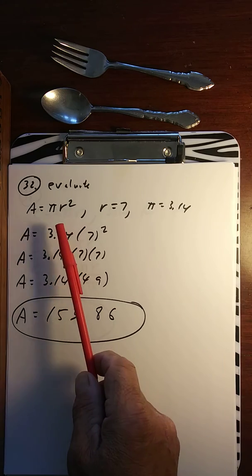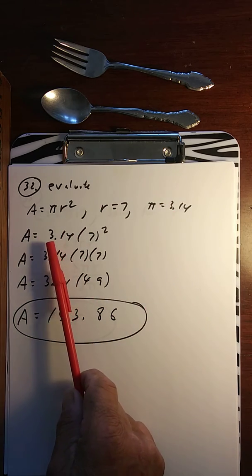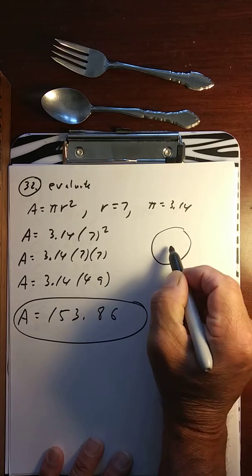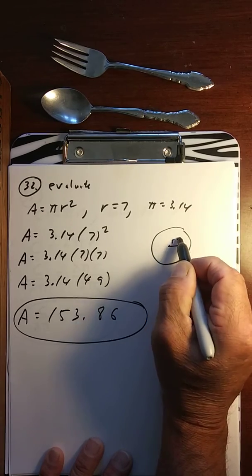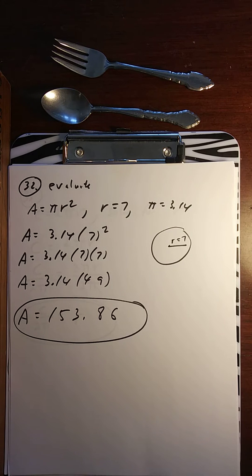A equals pi r squared, like the area of a circle. So we have, well, let me just write this here. It's a circle, and this is the r right there. r equals 7. All right, so we have a circle. Find the area of that.